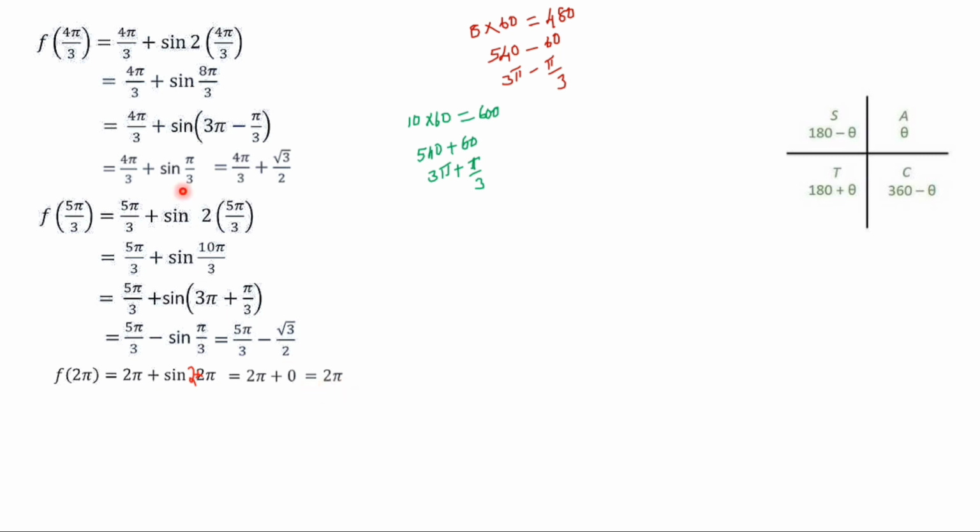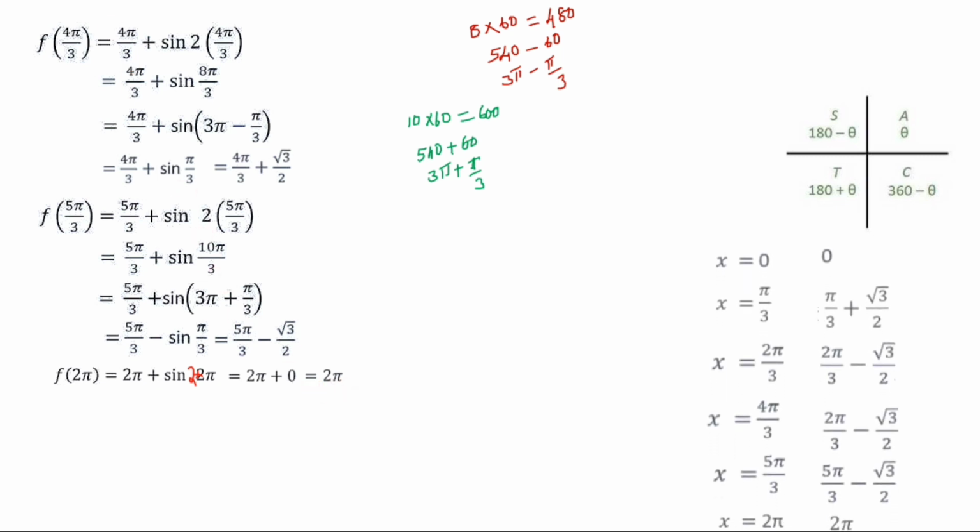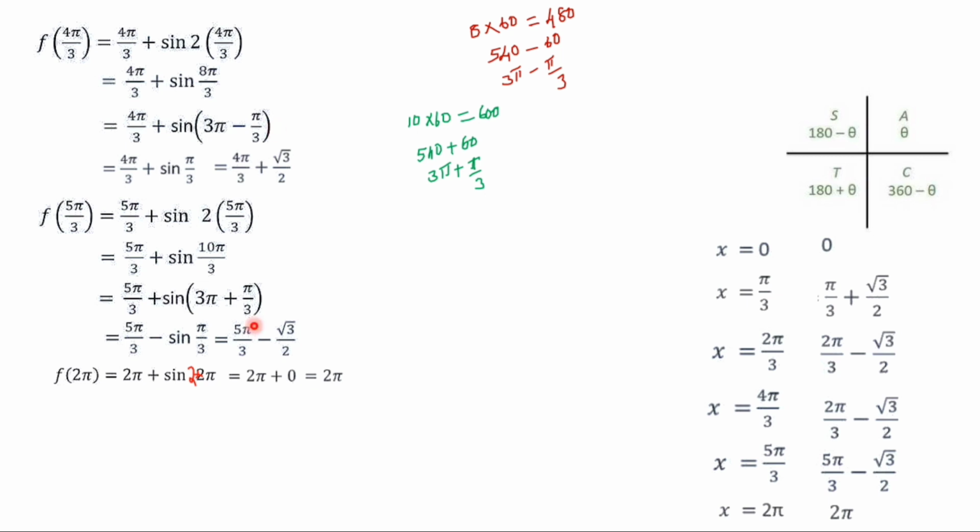Once all the values are with you, just summarize it, because we have done it in 2 different slides. So we have to summarize it to analyze the values. x equal to 0, we have got 0. x equal to pi by 3, we have got pi by 3 plus root 3 by 2. x equal to 2 pi by 3, we have got 2 pi by 3 minus root 3 by 2. x equal to 4 pi by 3, we have got 2 pi by 3 minus root 3 by 2. x equal to 5 pi by 3, we got 5 pi by 3 minus root 3 by 2. x equal to 2 pi, we have got 2 pi.